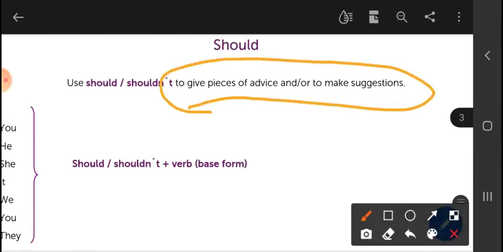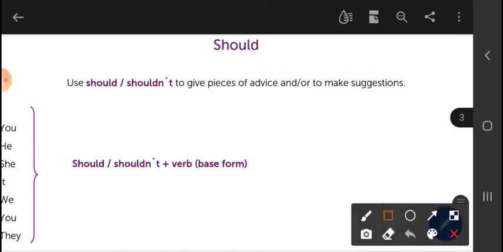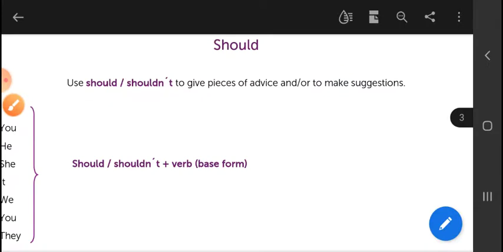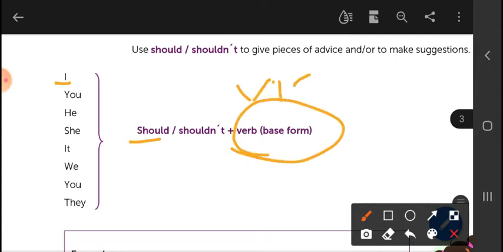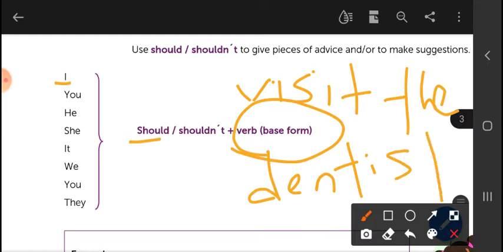Okay? Para dar sugerencias. ¿Se acuerdan que les dije que advice no se ocupa con uno ni con dos? Así se ocupa, miren. Pieces of advice. So you use should or shouldn't to give pieces of advice or to make suggestions. So for example, I should, y lo que sea que venga después. For example, I should visit the dentist, or I should visit the doctor. You should visit the dentist or visit the doctor. He should visit the doctor.